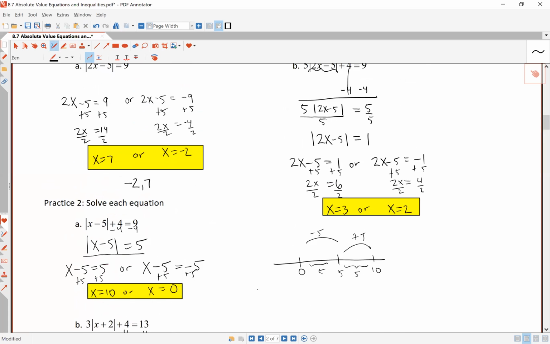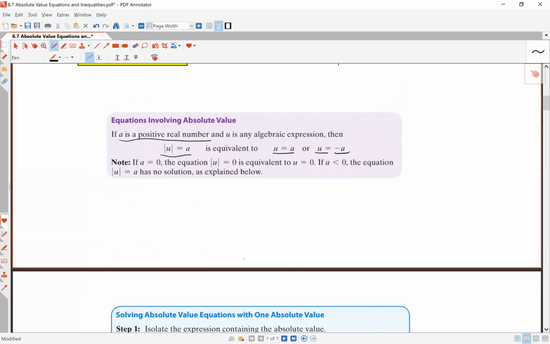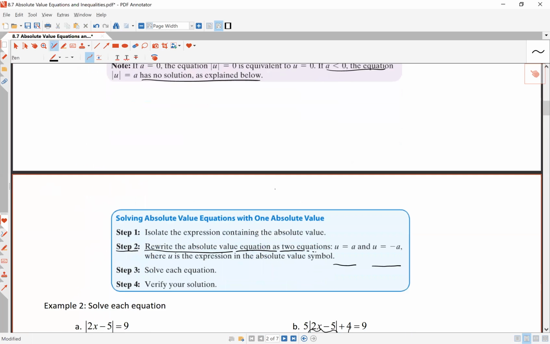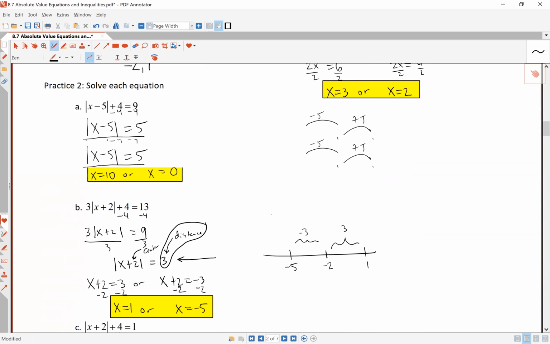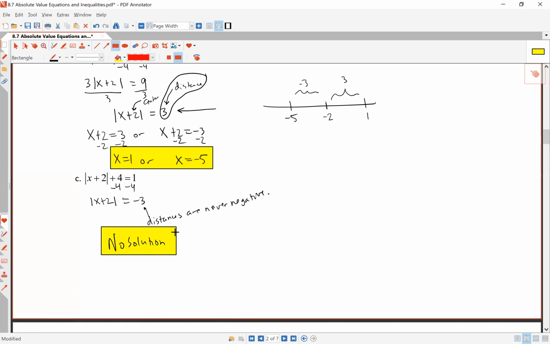So going back to the process, equations involving absolute value, if this A is less than 0, the equation has no solution. This we cannot solve because distances cannot be negative. So you have to be careful here and just write no solution when you see that kind of thing. Don't apply the process because it won't work.